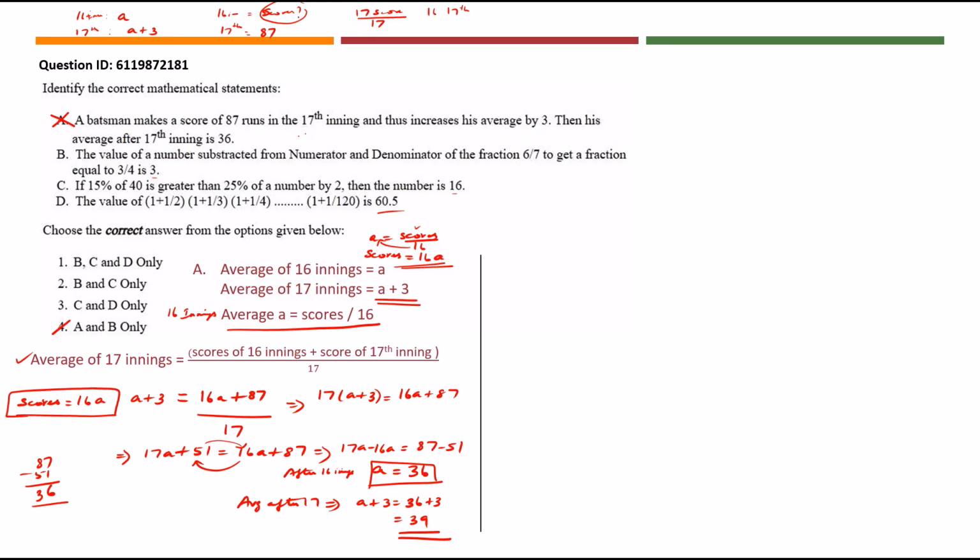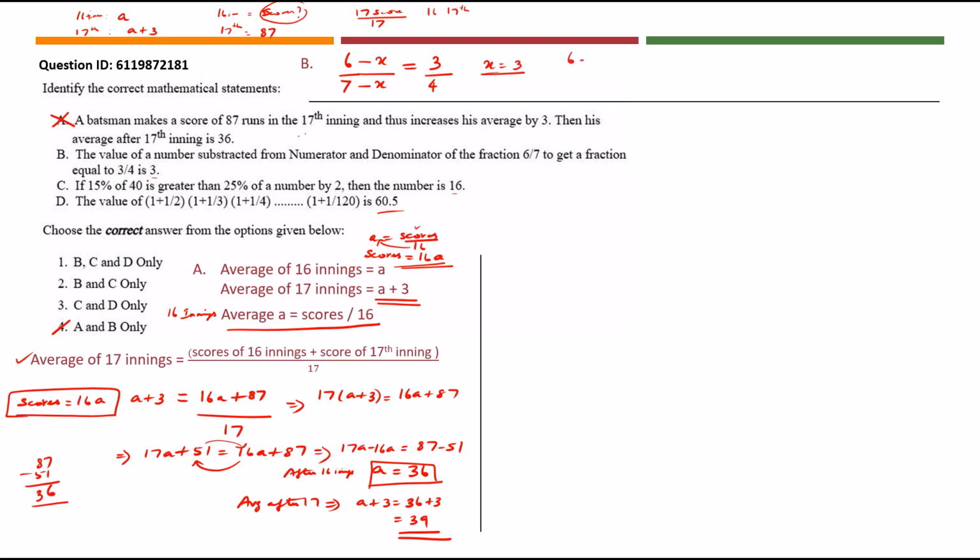Let's go to statement B. The value of a number subtracted from the numerator and denominator of the fraction 6 by 7 to get a fraction equal to 3 by 4 is 3. The fraction is 6 divided by 7. From 6 they are subtracting x and from 7 they are subtracting x. X is the number. Once you subtract these two numbers, the fraction will be equal to 3 divided by 4. They say the value of x is equal to 3.